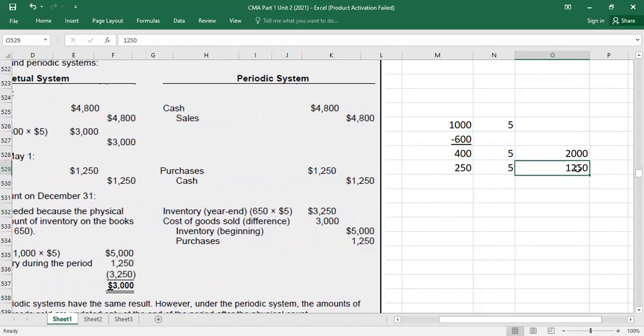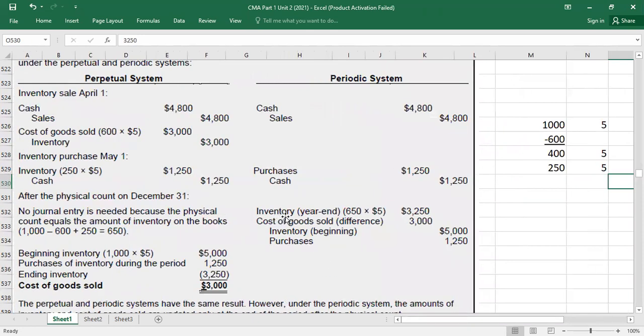So this is how you get the total value of unsold inventory, which will be 3250. This is what we make debit here: inventory debit with the year-end inventory. We have 650 units here times $5. And the difference will be transferred to the cost of goods sold, or the difference will be your cost of goods sold, because your debit is 3250, credit is 5000, and credit is 1250. The difference will be the cost of goods sold.